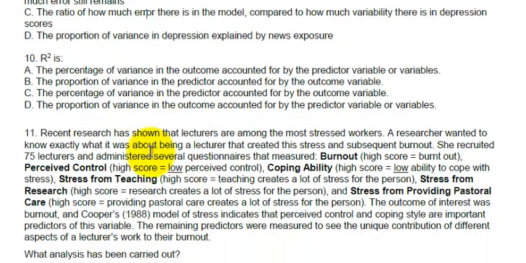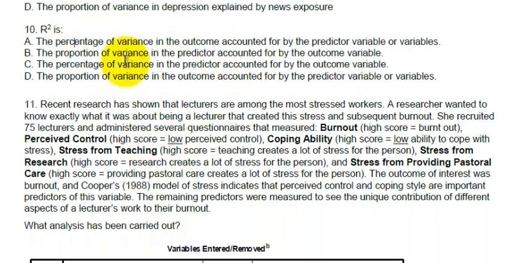Okay, so number 10, R squared is basically the percent of the variance that you can explain, right? I'll say that again. R squared is the percent of the variance in the DV, or the outcome variable, that you can explain by whatever your model is. So let's look at your options here. Percentage of variance in the outcome, the DV, accounted for by the predictor variables. Boom, that's it right off the bat. A. Okay.